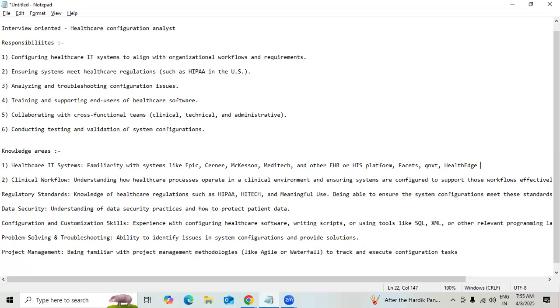Second one, clinical workflows. We need to understand healthcare processes, how they operate, right? So in a clinical environment, and how the systems will be configured to support those workflows. So workflow level changes are required, depending on the business rules that we carry. The process of functioning a particular activity or a transaction may differ. So understanding clinical workflows is also one of the key and important elements to be focused on.